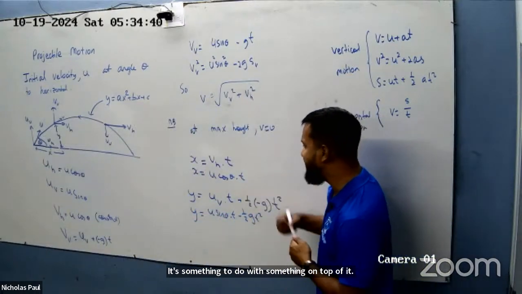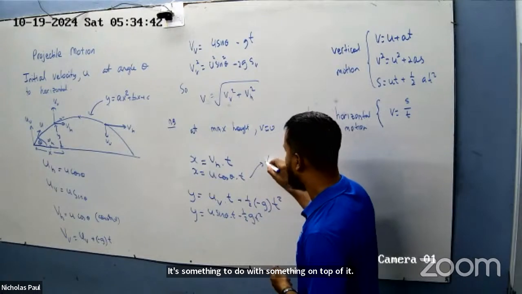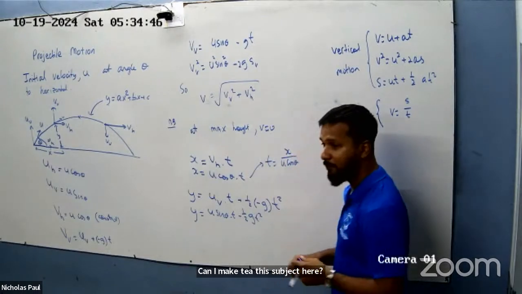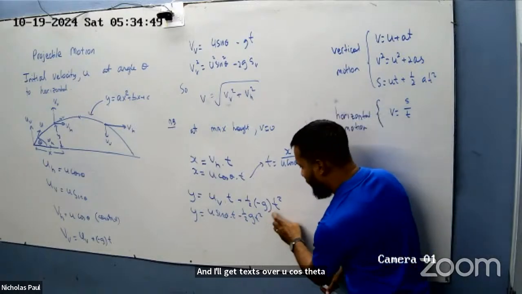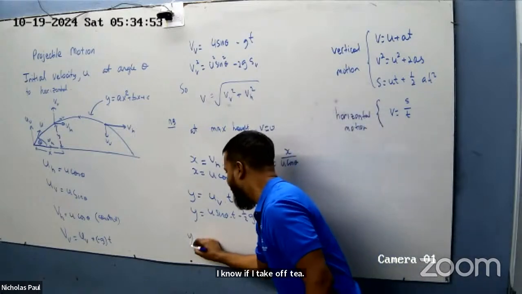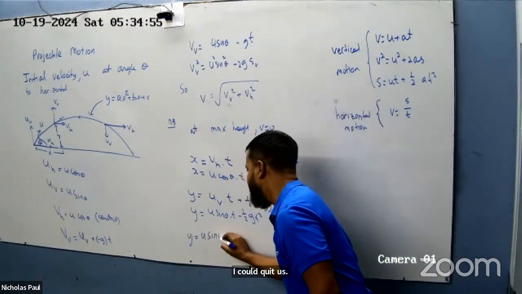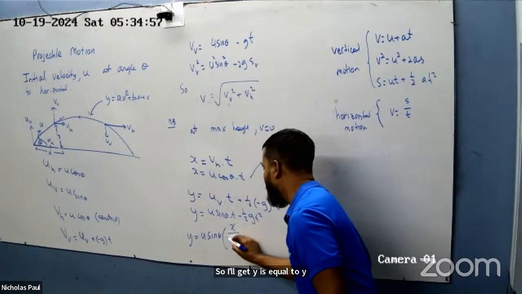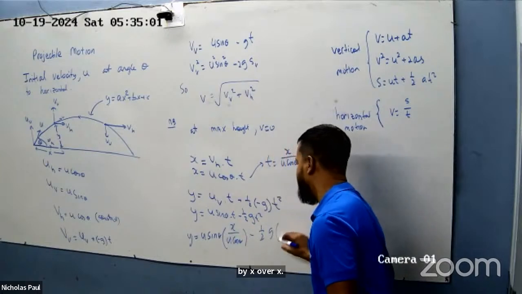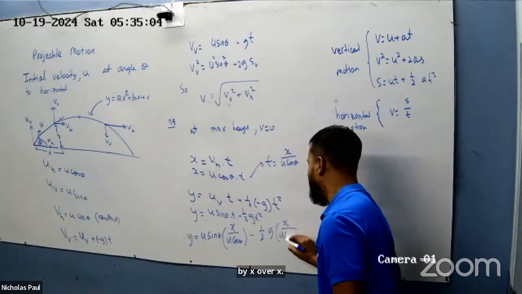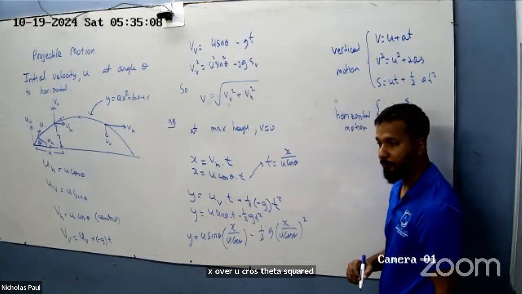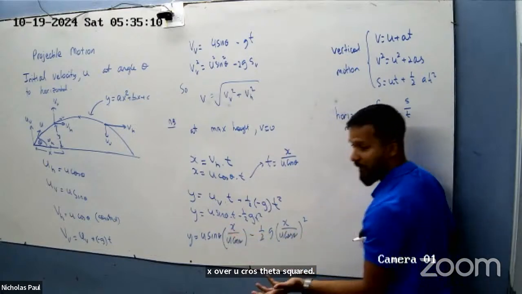Can I make t the subject here? And I'll get x over u cos theta. And now if I take off t, I can put this. So I'll get y is equal to u sin theta times x over u cos theta, minus a half g times x over u cos theta, all squared. And then if I expand this out, that's a quadratic.